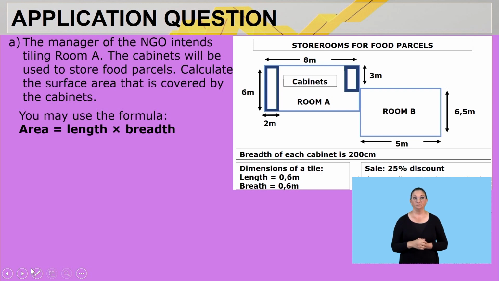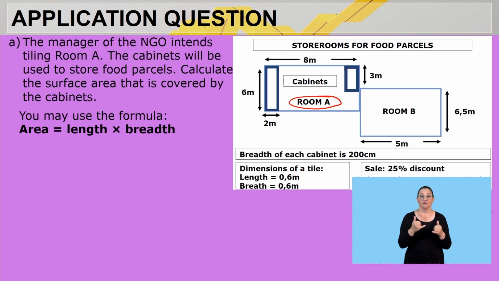Okay guys, now let's look at our first question. We are saying here, the manager of the NGO intends tiling room A. Okay, so this room. The cabinets will be used to store food parcels. We know we have 2 cabinets, right? Different sizes. Calculate the surface area that is covered by the cabinets. You may use the formula area equals length times breadth.